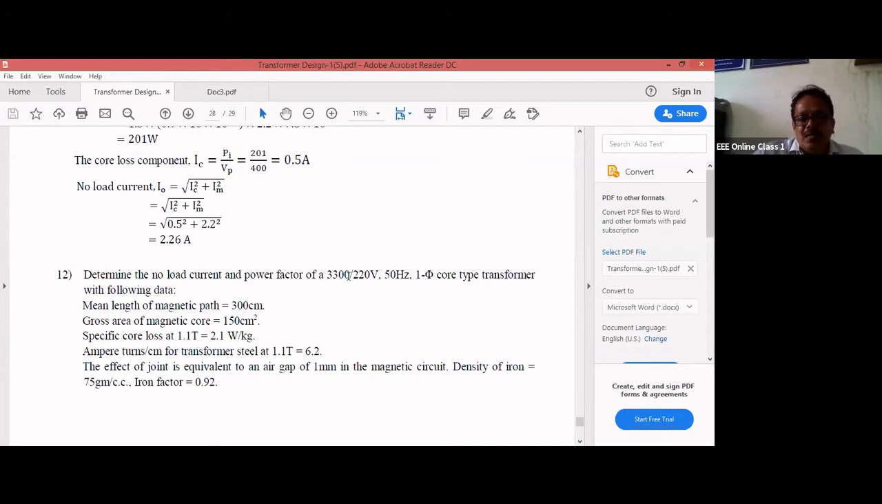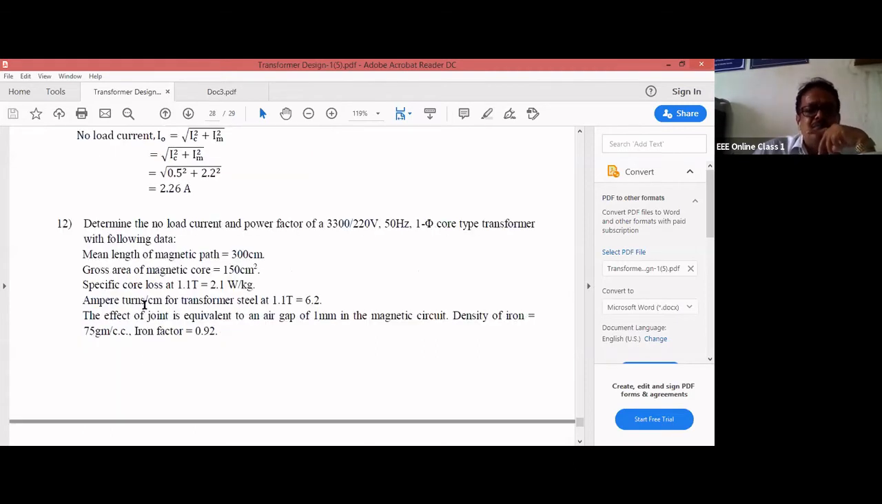So this is the primary voltage VP, and this is the secondary voltage. 50 hertz, single phase core type transformer with the following data. Mean length of flux path: you can see here, always watch for centimeter. If centimeter is there, it means you have to convert to meter. 300 centimeter. Gross core area of magnetic core 150 centimeter square.